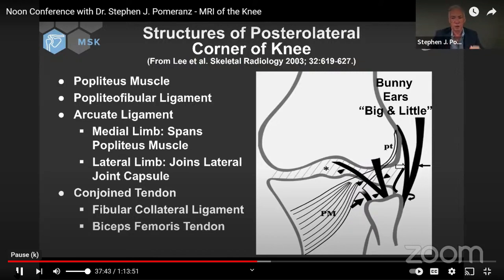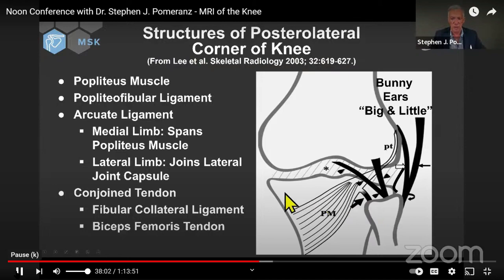Now it's time for your ears to perk up and for your energy level to rise. I need you for this section because it's hard. This is the lateral collateral complex and the posterolateral corner. Let's look from the back. So we're looking from the posterior aspect.